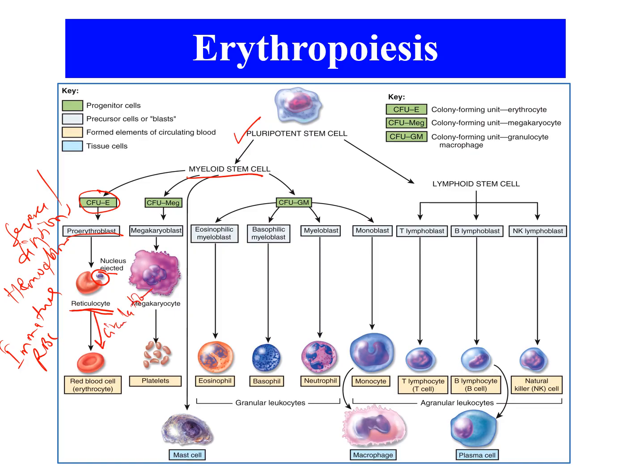It gets to enter the bloodstream, and after about 1 to 2 days, it matures and becomes a mature red blood cell or an erythrocyte. So this is how erythropoiesis occurs.